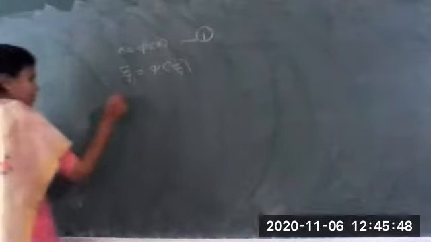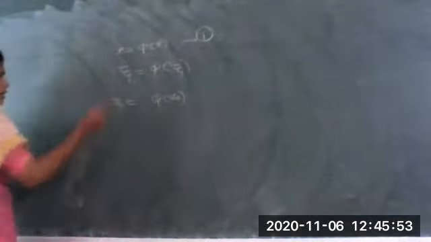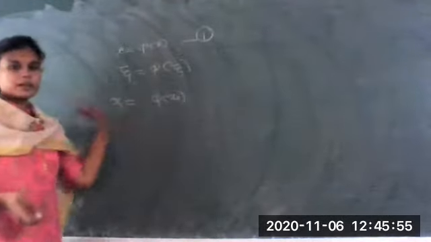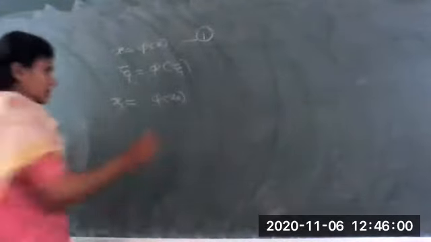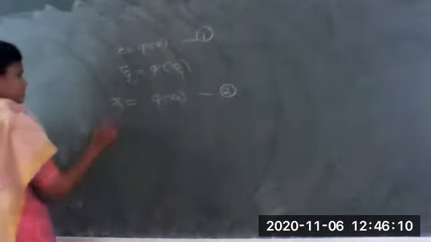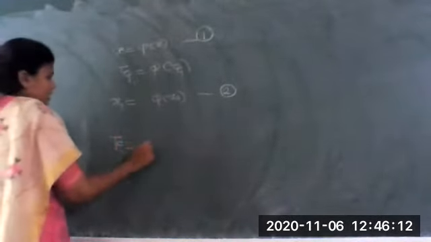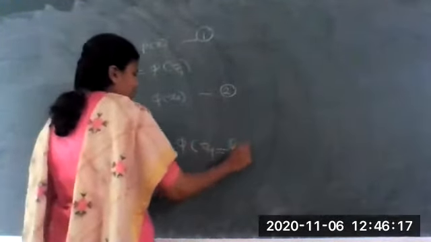Now further, what will be the value of phi of x0? It will be our x1, no? After putting the value of x0, we get the value of x1. So x1 equals phi of x0. Let us rename this as equation 2. Now, after subtracting, we get zeta minus x1. We subtract this equation, so zeta minus x1 equals phi of zeta minus phi of x0.